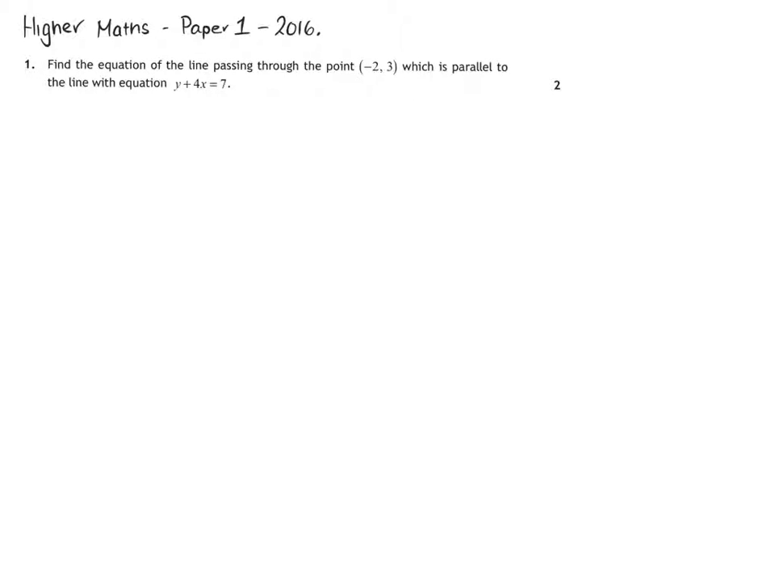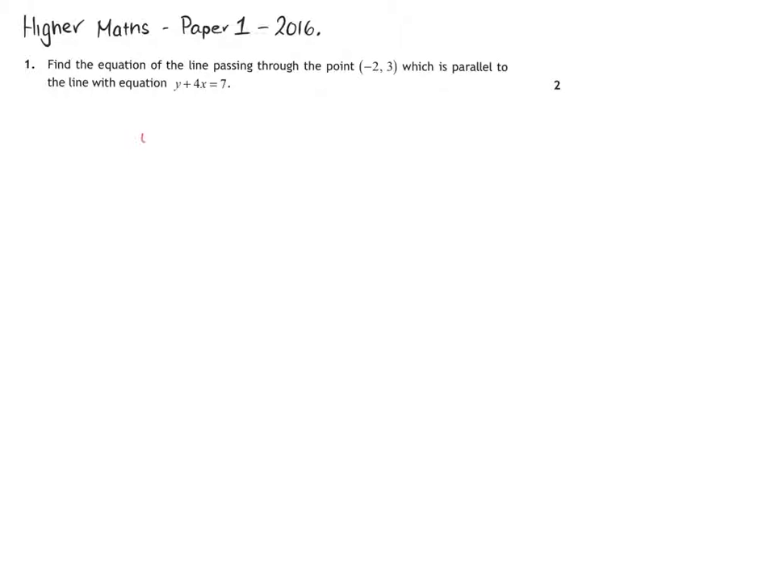Okay, so we're going to go through the higher maths paper from 2016. Right, so we're starting with quite an easy one, they're easing you in. Question 1 is: find the equation of a line passing through the point (-2, 3), which is parallel to the line with the equation y + 4x = 7.